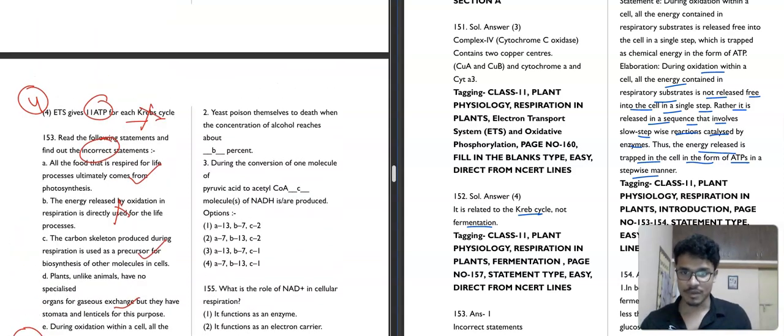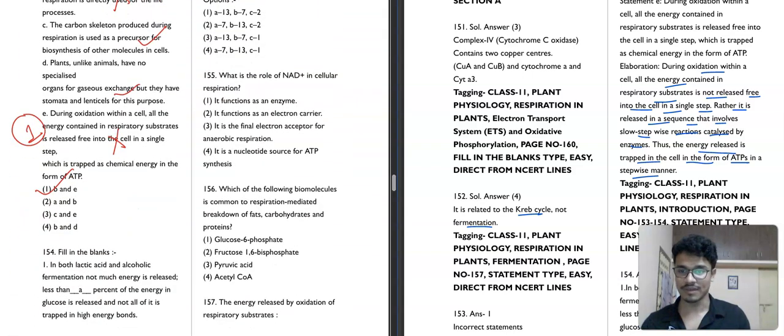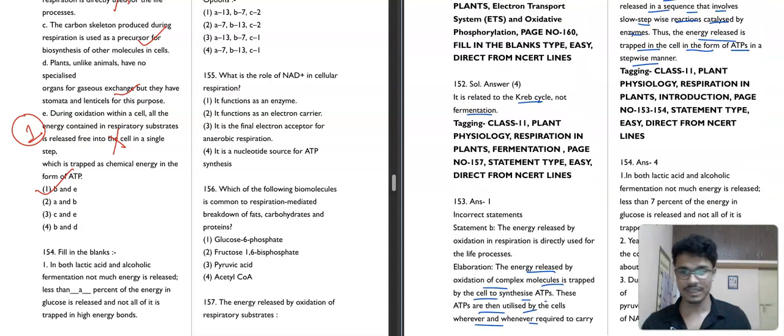Then question number 154, filling the blanks. It is saying that in both lactic acid and alcoholic fermentation, not much energy is released. Less than 7% of the energy in glucose is released and not all of it is trapped in high energy bonds. This is less than 7%.